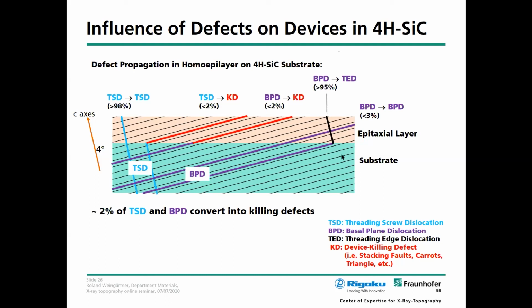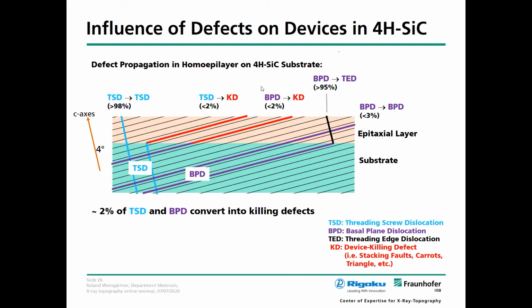With the black lines, I symbolize the basal plane, which is 4 degrees off to the wafer surface. This is of course exaggerated, but just so that you see that you have some off angle. The threading screw dislocations are of course perpendicular to the C-plane, and typically they go through to the epilayer. This is very well known, but some of these threading screw dislocations are converted into killing defects, for instance stacking faults, triangle defects, carrots, and whatsoever. Also, most of the basal planes are converted into threading edge dislocations, which are considered to be harmless, but some of them are also converted into killing defects.